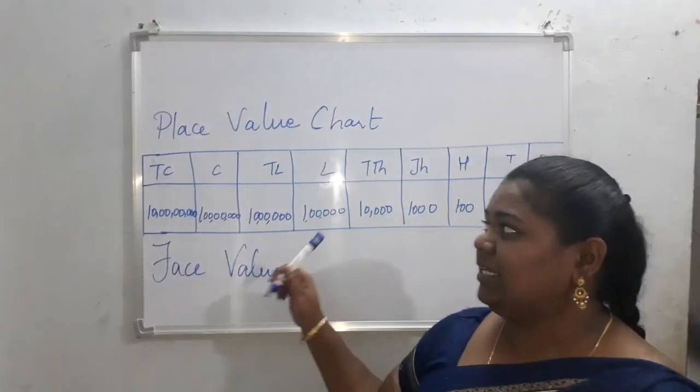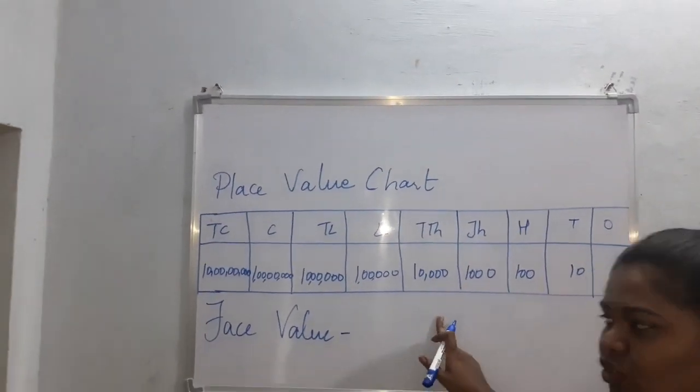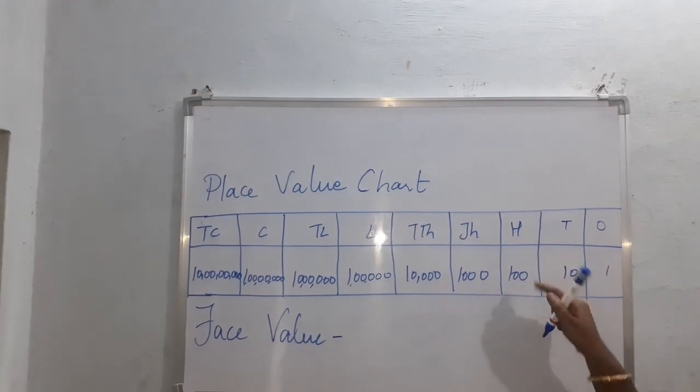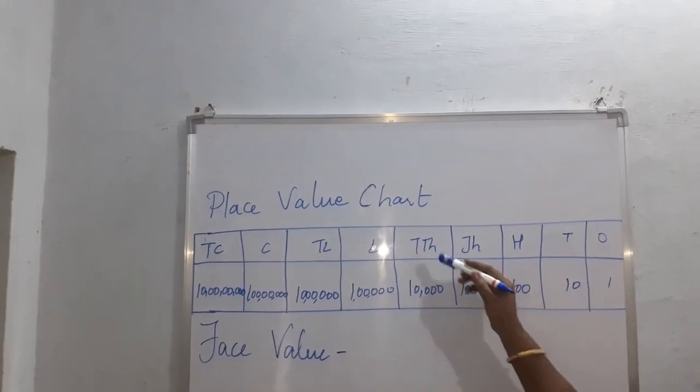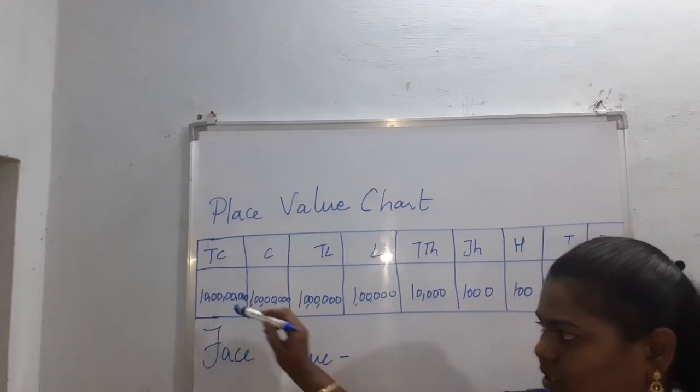Okay. Now let us see the place value chart, that is Indian system place value chart. Ones, tens, hundreds, thousands, 10,000, lakhs, 10 lakhs, crores, 10 crores.